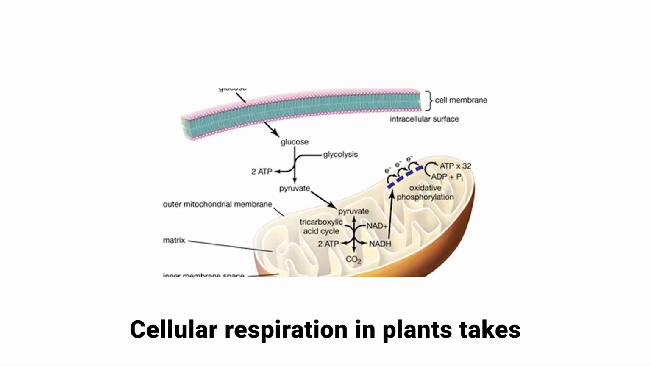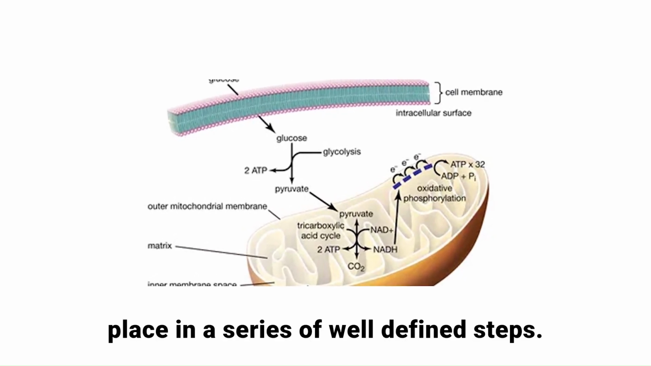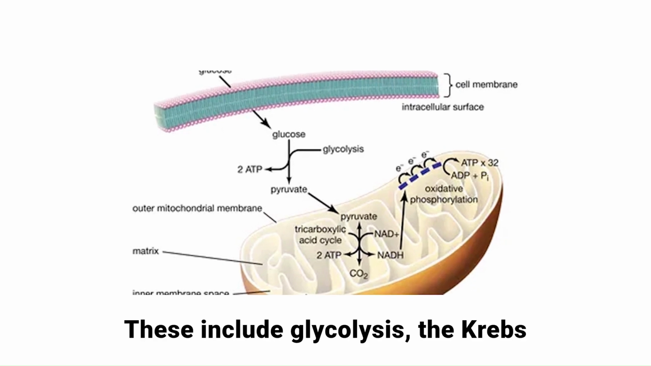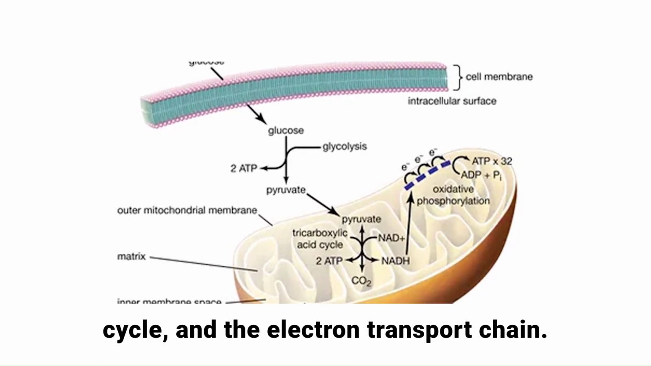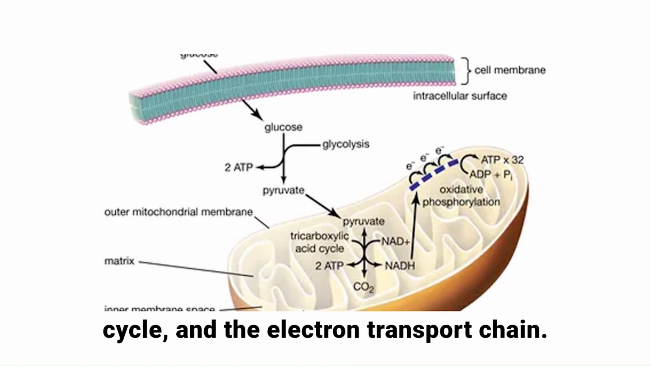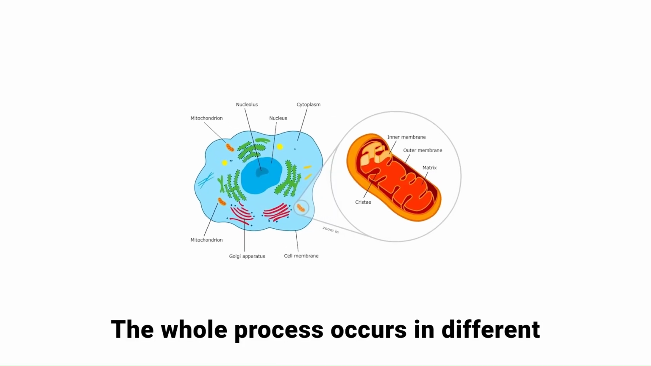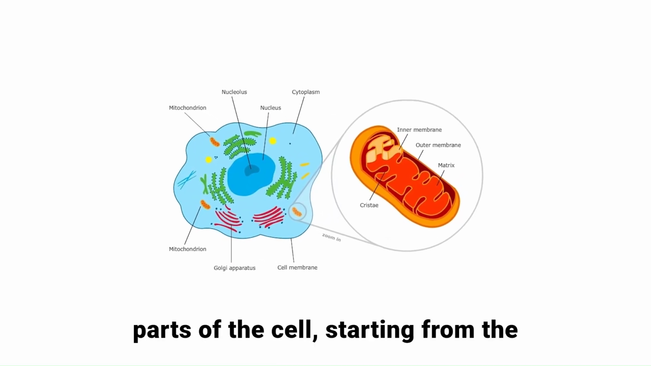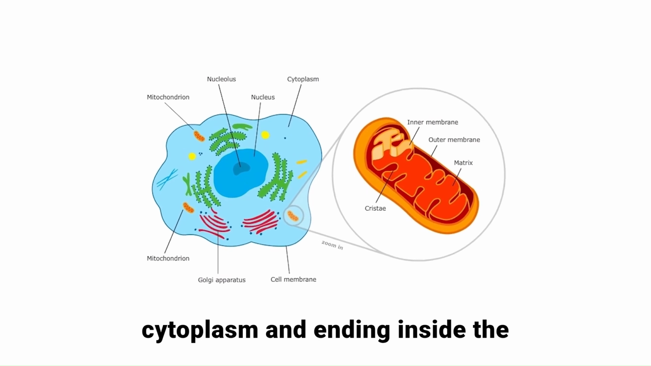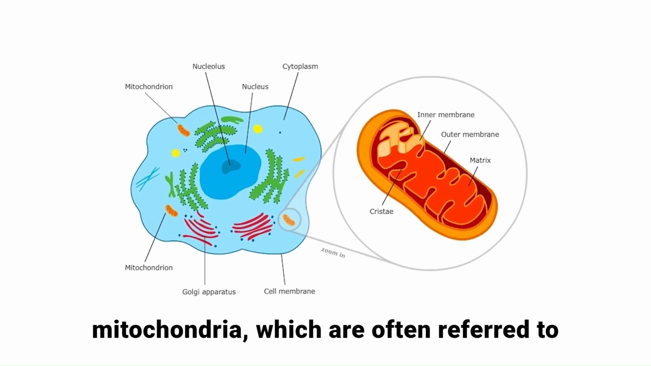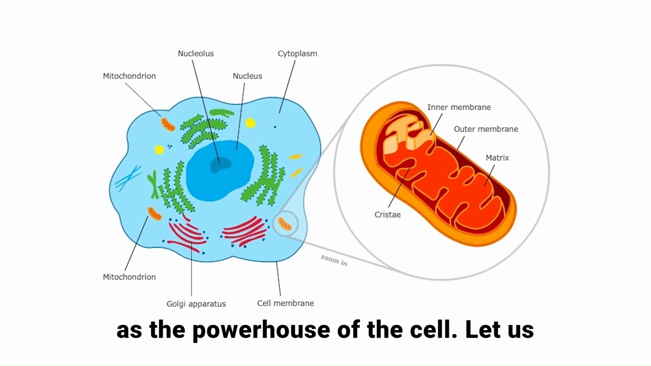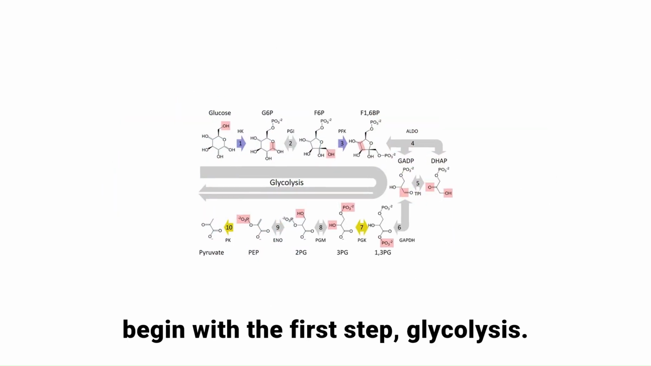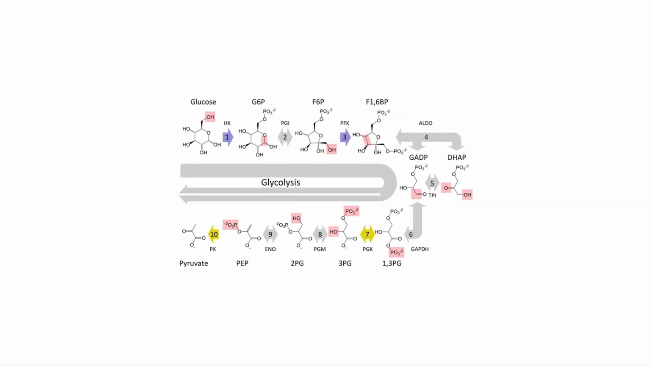Cellular respiration in plants takes place in a series of well-defined steps. These include glycolysis, the Krebs cycle, and the electron transport chain. The whole process occurs in different parts of the cell, starting from the cytoplasm and ending inside the mitochondria, which are often referred to as the powerhouse of the cell. Let us begin with the first step, glycolysis.